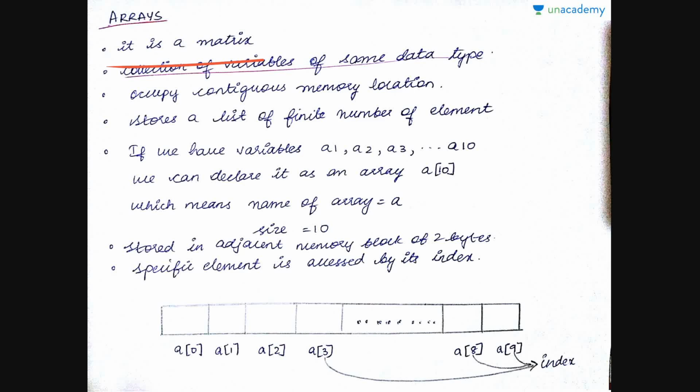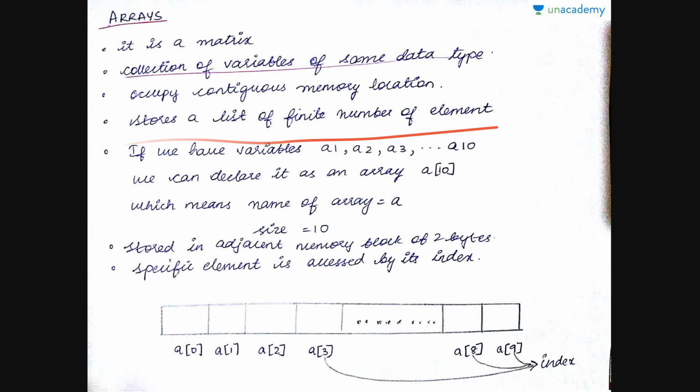Array is a collection of variables of same data type. You know what are variables? Hence, a collection of variables of same data type is called as an array. An array occupies contiguous memory location. In the memory for an array, the memory space is given continuously, and it stores a list of finite number of elements. You actually know how many elements are stored in an array, because we specify the size of an array when we declare it.